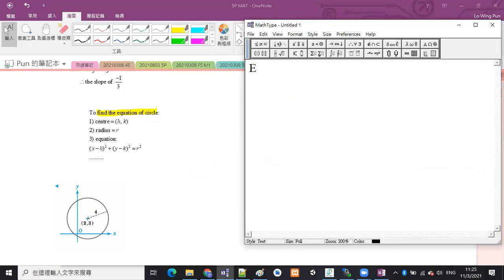Okay? Center is equal to 2, 3. And then radius is equal to 4. And then equation will be x minus 2 square plus y minus 3 square equals r square.